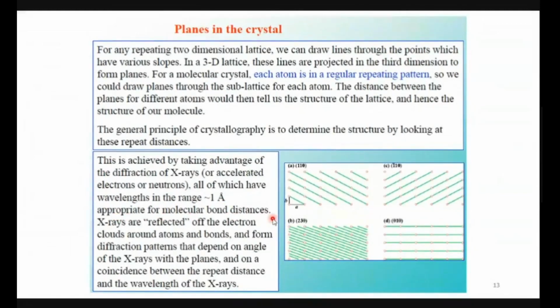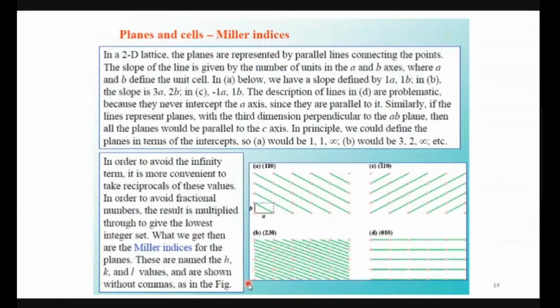So the distances of the molecular bonds are of this degree. So these are appropriate for measuring those distances. X-rays are reflected off the electron clouds around the atoms and bonds and form diffraction patterns that depend on the angle of X-rays with the planes and on the coincidence between the repeat distance and the wavelength of the X-rays. So depending on the distance and angles between the atoms, a certain pattern is formed.